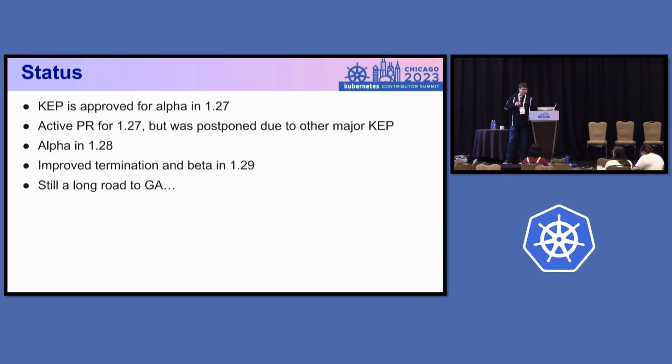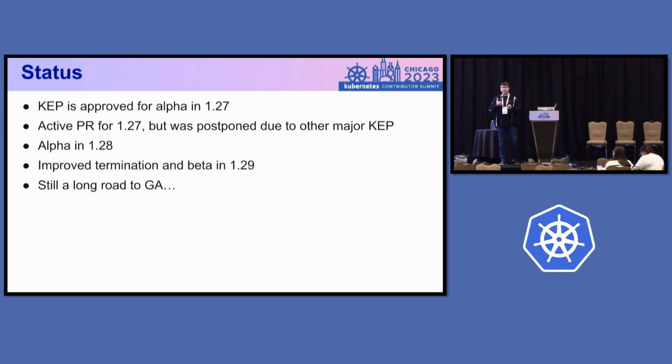And then in terms of status, we got the KEP approved in 1.27, but as I said, never expect fast results. In 1.27, we weren't able to merge because another KEP was merged. At the same time, we didn't want to merge two major KEPs in one release. So we waited another release just because another KEP was already in. And then alpha in 1.28, we immediately found a bug that we fixed. And then in 1.29, we did a reasonably minor change because we scoped it very well with termination, and now we're in beta in 1.29.